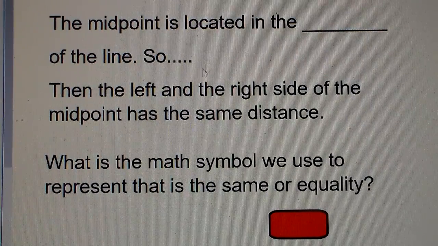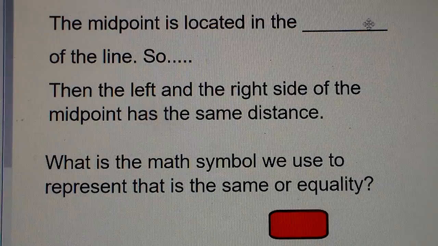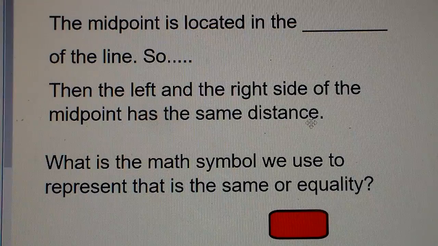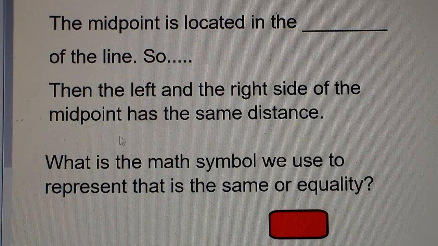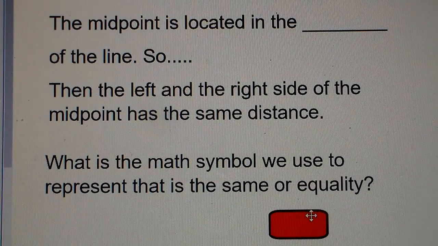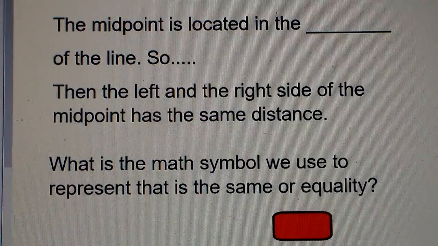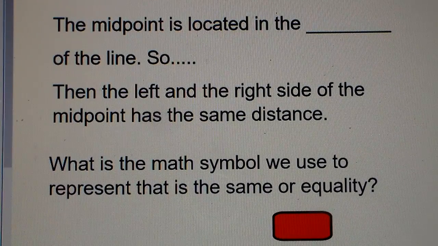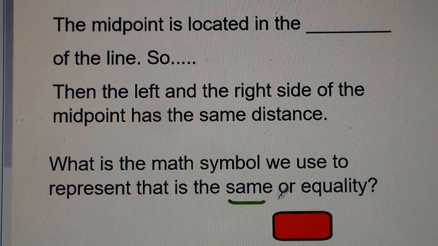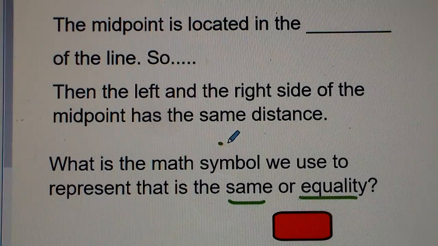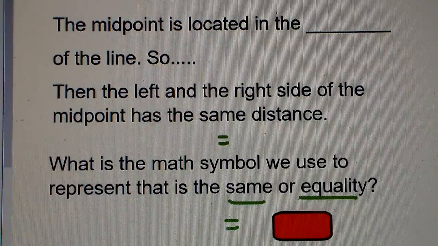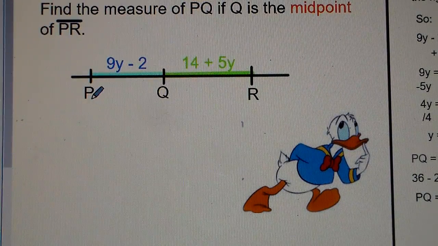Alright. So fill in the blank. The midpoint is located in the middle of the line. So when the left and the right side of the midpoint have the same distance, what is the mathematical symbol we use to represent that it is the same, or the equality? Well, you guys know. That's just the equal sign. So when something is equal or the same, those are some keywords, we're going to use the equal sign. So with that being said, let's look at this problem right here.